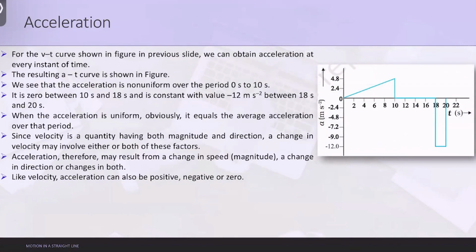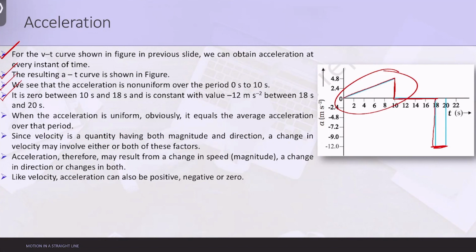That being said, the resulting at curve is shown in the figure. So this is that at curve. As you can see, at curve is acceleration. We see that the acceleration is non-uniform over the period 0 to 10 seconds. Then it is 0 between 10 to 18 seconds, and is constant with a value of minus 12 between 18 seconds and 20. Non-uniform basically means that it is not a constant value.